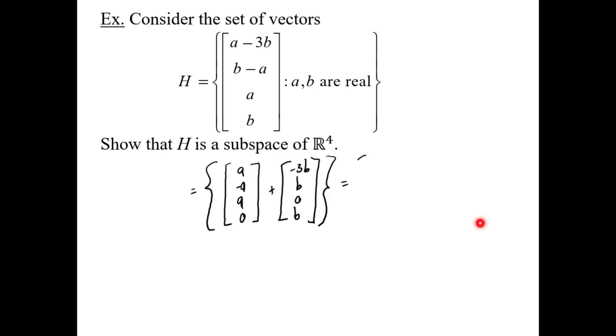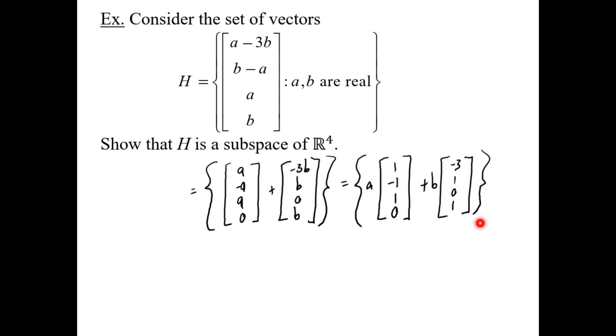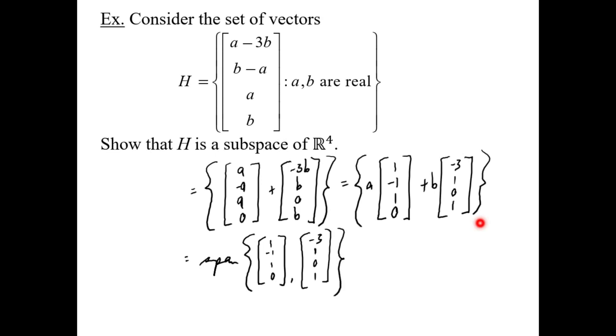And we can go even further. This would be a times the vector (1, negative 1, 1, 0) plus b times the vector (negative 3, 1, 0, 1). In other words, H is the span of those two vectors, (1, negative 1, 1, 0) and (negative 3, 1, 0, 1). Every single vector in H is a linear combination of those two vectors. So H is the span of these two vectors.